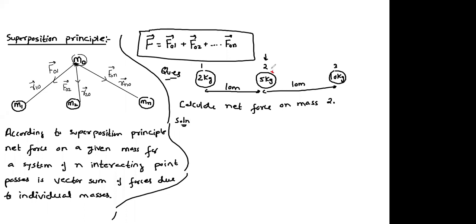Say you're supposed to calculate force over this mass m2. So this mass m1 will attract this mass m2 in its direction, towards m1. The name of the force would be F21, force on mass 2 due to mass 1. Similarly, this 10 kg mass will attract this 5 kg mass. The name of the force will be F23, force on mass 2 due to mass 3. So basically, two masses, 2 kg and this 10 kg, will exert force over this 5 kg mass.